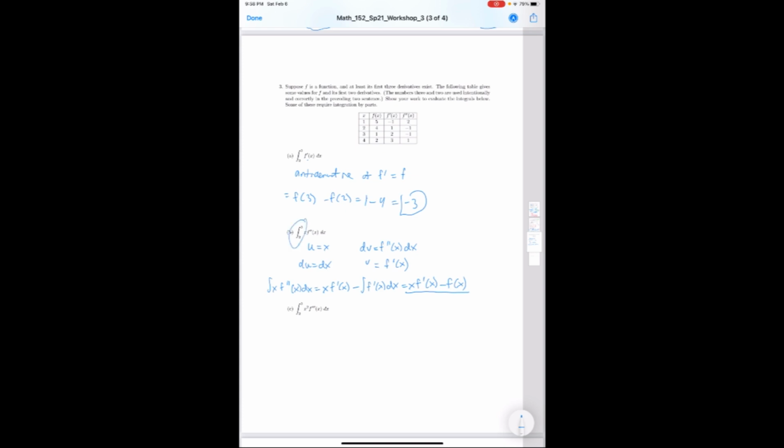So this is going to be 3 times f prime of 3, which is 2, and then minus f of 3, which is 1, and then subtract from that the whole expression evaluated at 2. That's 2 times f prime of 2, which is 1, and then minus f of 2, which is 4. So that's 6 minus 1 is 5, minus 2 minus 4, that's 5 minus negative 2, and that gives us 7.